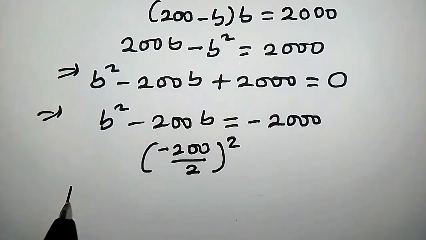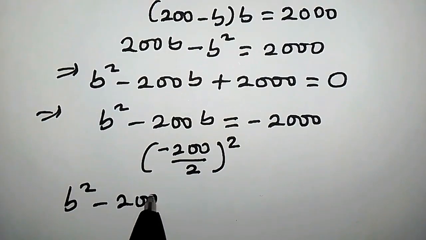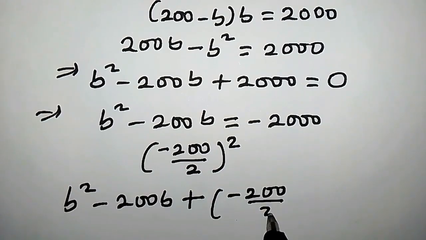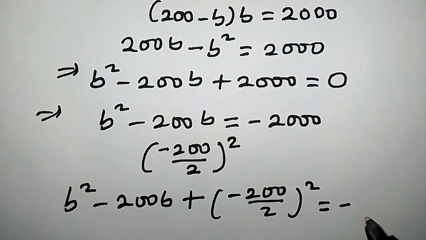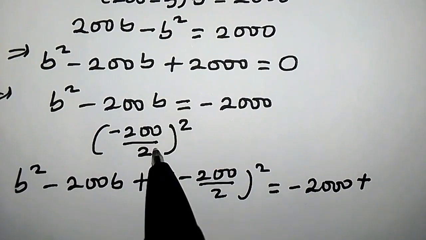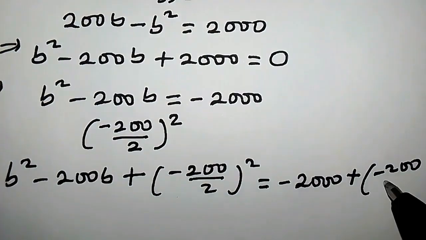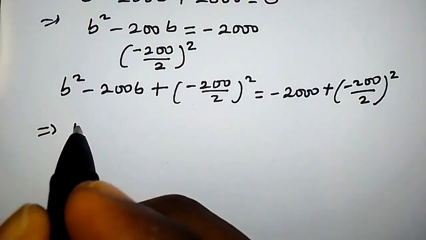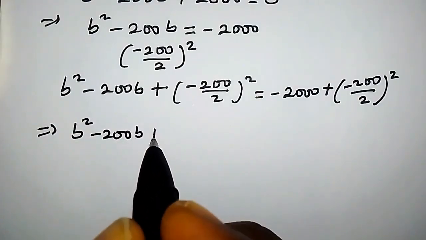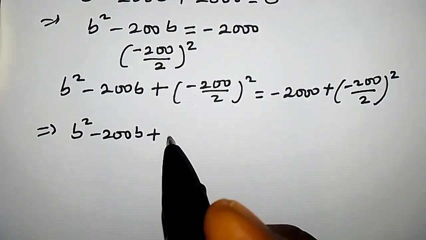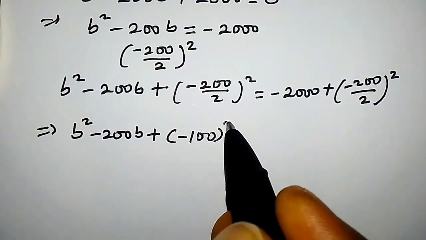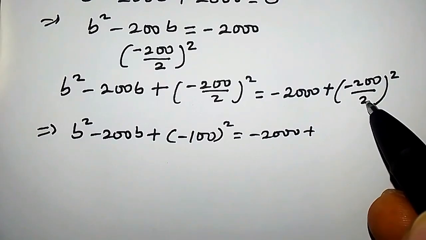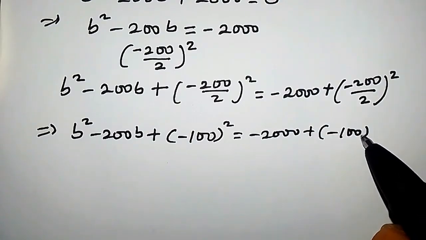So let's do that. So we have B square minus 200B plus this, minus 200 over 2 all squared, equal to minus 2000 plus this, minus 200 over 2 all squared. Let's continue. This implies that B square minus 200B plus minus 200 divided by 2, that is minus 100, all squared, equal to minus 2000 plus minus 200 divided by 2, that is minus 100, all squared.